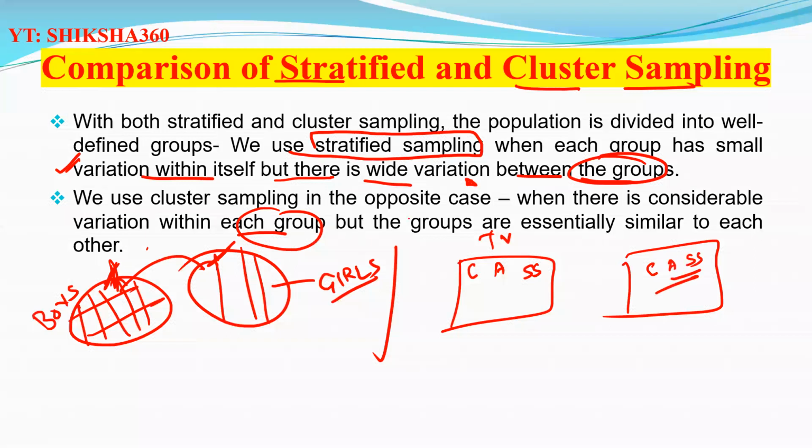So when there is considerable variation within each group, but the groups are essentially similar to each other, that is known as cluster sampling. We will use cluster sampling in the opposite case, when there is considerable variation within each group, but the groups are essentially similar to each other.